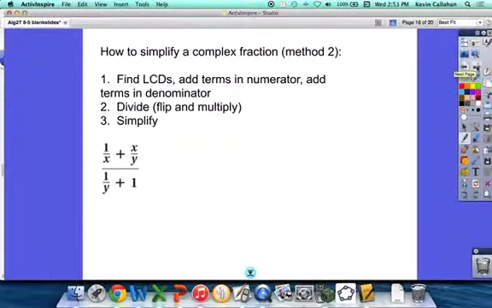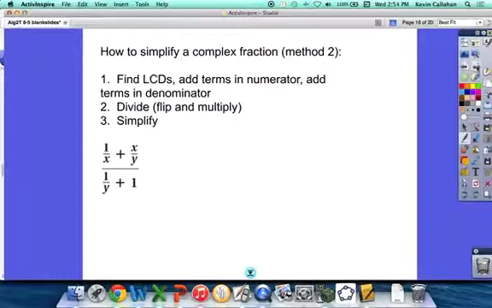Okay. The second method is, do what we did to add these expressions. Just in the numerator, find the least common denominator and add those two. In the denominator, find the least common denominator and add those two. That's the first step. And then divide. How is it that we're going to divide a fraction by a fraction? You flip and multiply.